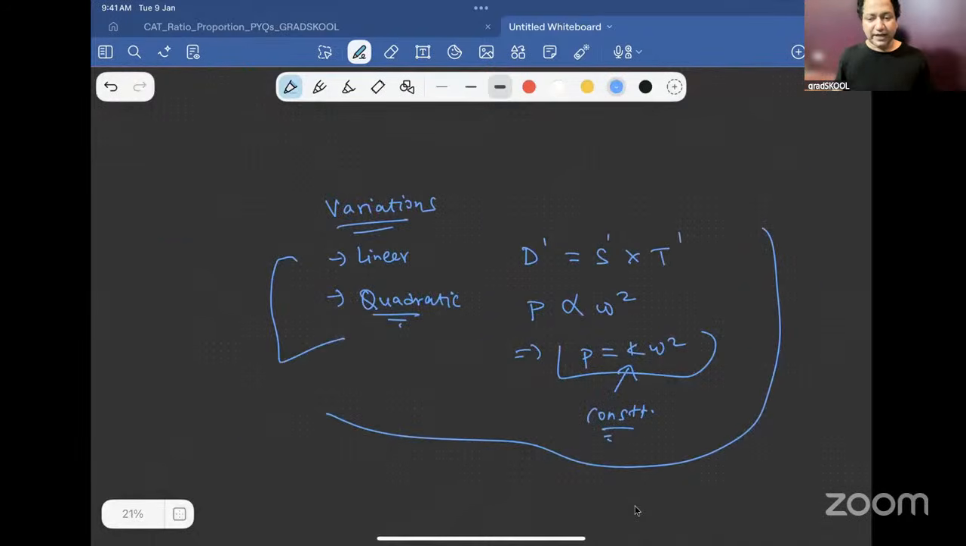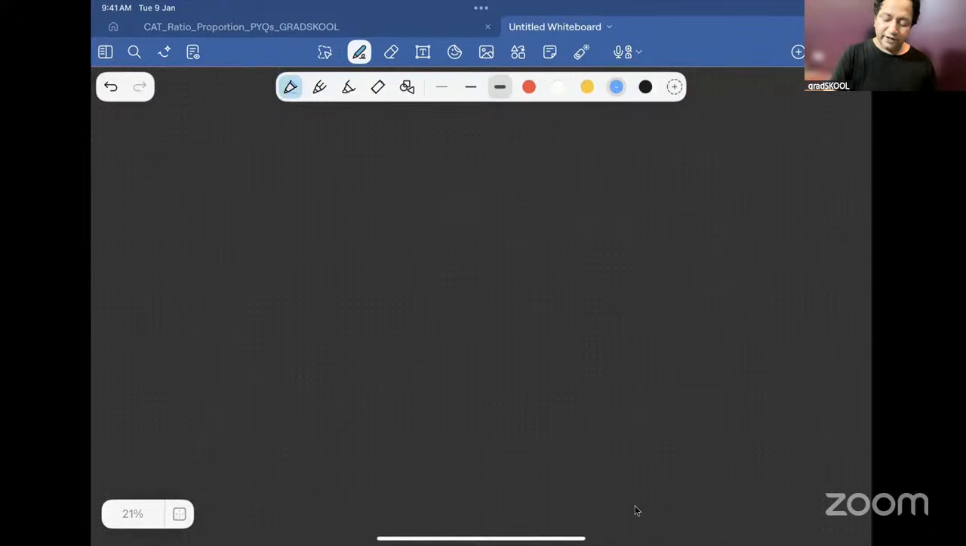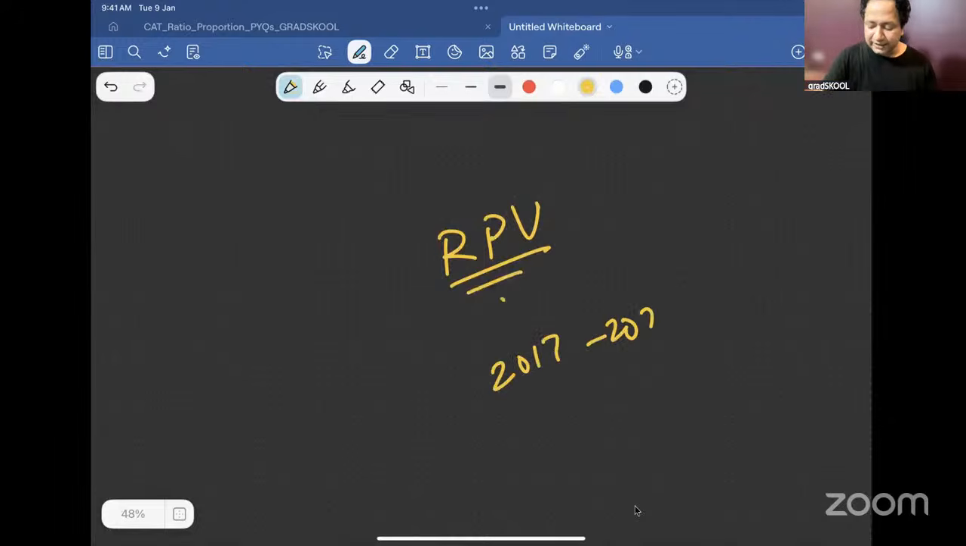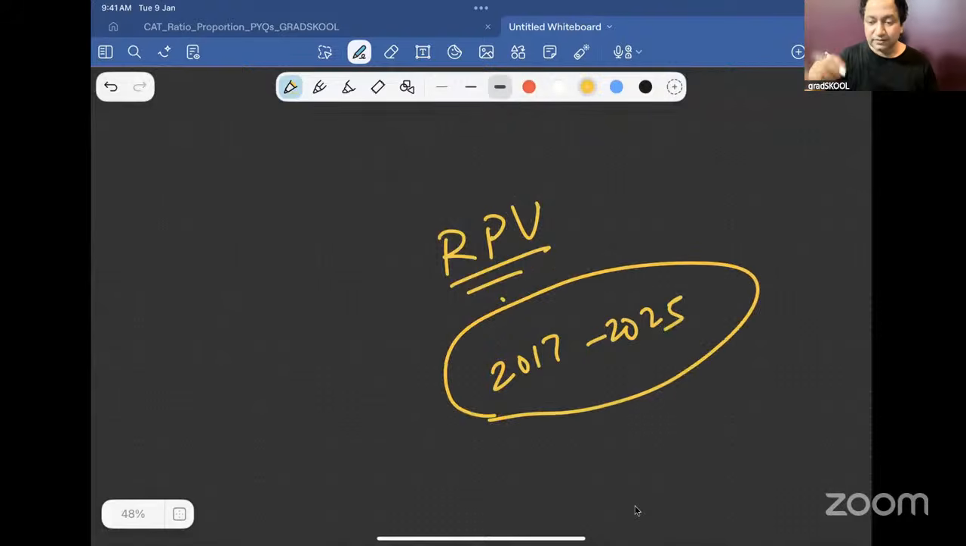Okay. So now the next stage is we are 33 minutes into the session, and now we'll be doing the questions of ratios, proportion, variation, RPV. All the questions from 2017 to 2025, which ever appeared in CAT. All right. So this is going to give you the exact idea of what to expect. Let's see.